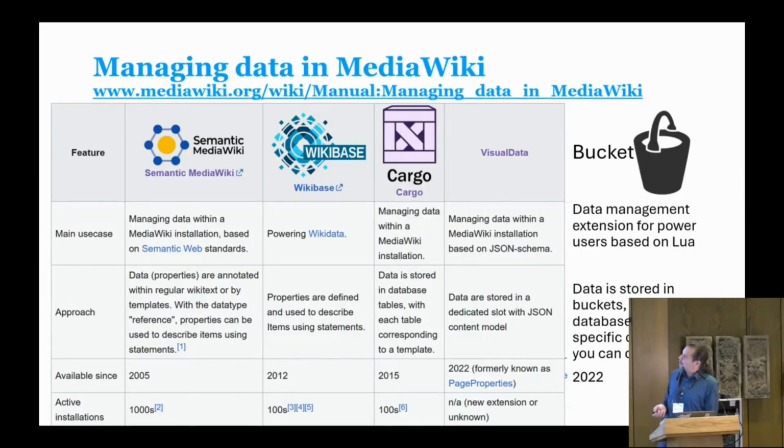Wikibase, we heard about Wikibase yesterday a lot. It's also not the latest one, so it has been around for some time. It powers Wikidata. We have heard about Cargo yesterday. It is more the relational database model. Those two are more the knowledge graph and semantic web ideas. And there are some smaller ones.